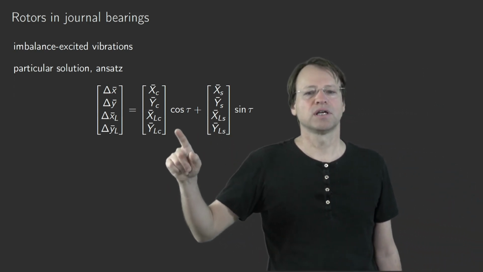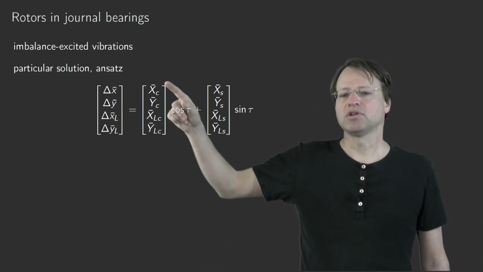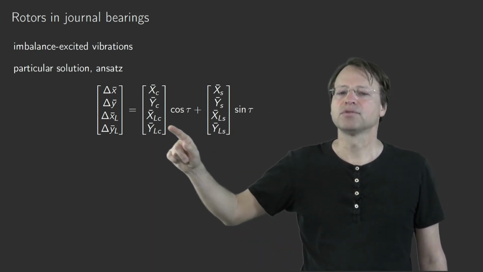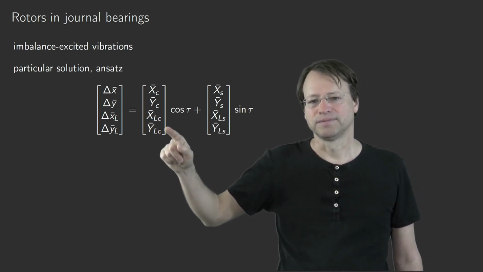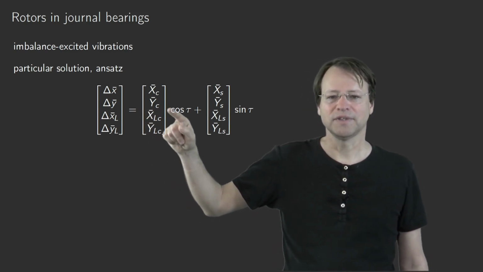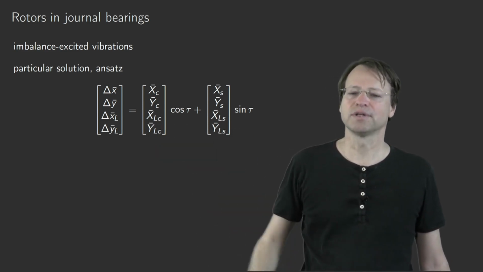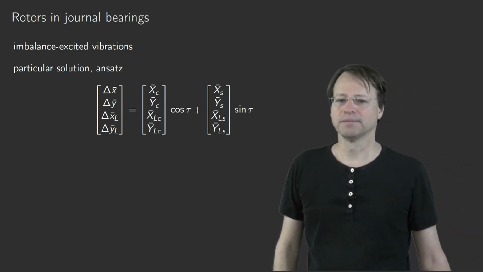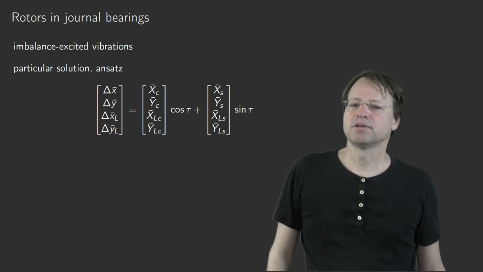So we take the cosine of tau, we take the sine of tau, and we take amplitudes xc, yc, and xs, ys as before. But we have to add additional amplitudes. The original amplitudes are those we had before, because they refer to the bearing situation. These are the amplitudes we now consider for the disk. So we have to enlarge the vector of amplitudes from 2 dimensions to 4 dimensions.